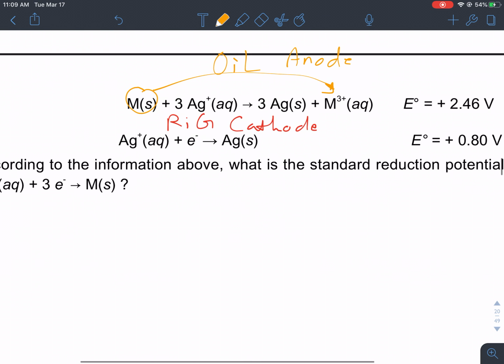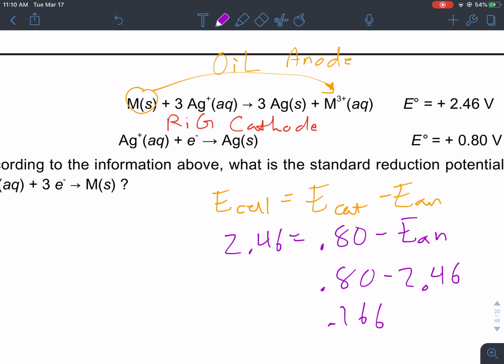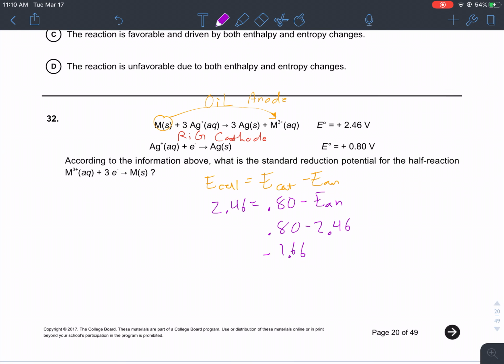So the E cell is equal to the E cat minus the E an. Now, the E cat we know is 0.80. The E cell overall is 2.46. So how do we calculate for the E anode? To get the E anode, we're going to have to do 0.80 minus 2.46. 0.80 minus 2.46 is 1.66. Okay, you know it's going to be negative 1.66. You know it's going to be negative, and you also know that it's going to be over 1. So the answer had to be A.